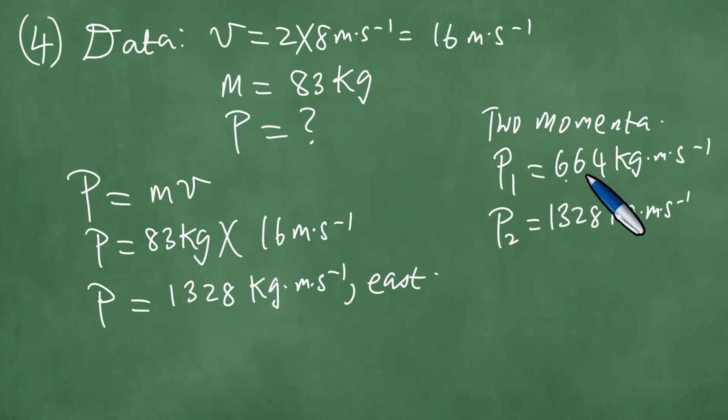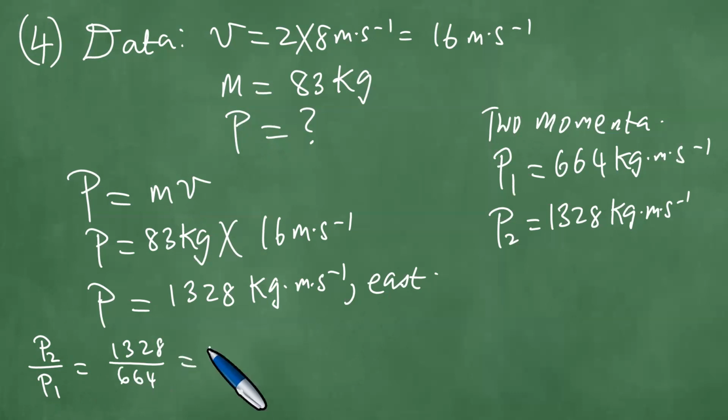The question is, how are these different? This one is bigger, but by what factor is it bigger? It is 2 times. So if one increases, then you can divide them like this: momentum 2 divided by momentum 1. So you're getting the ratio, which is 1328 divided by 664, and then you're getting 2 over 1, because this one goes twice.